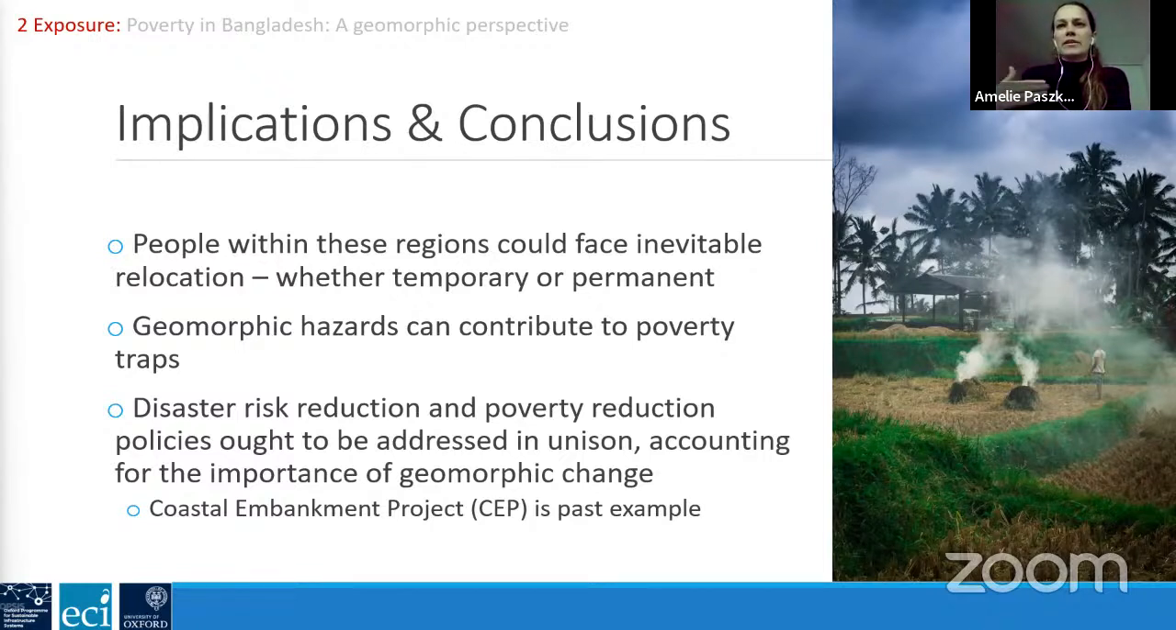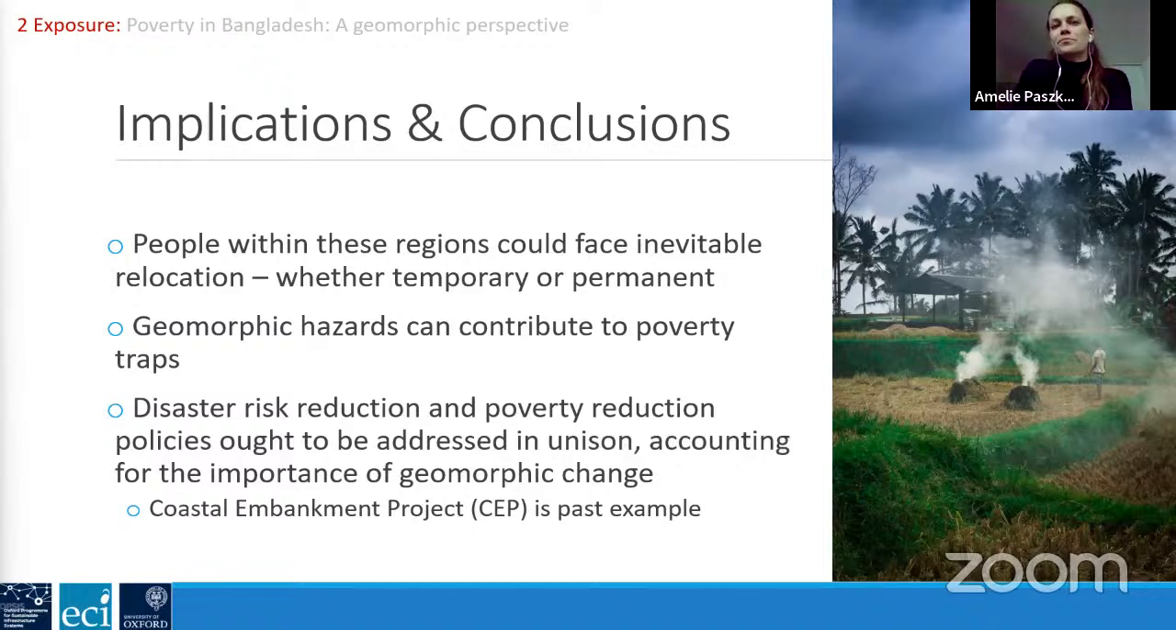And this happens on a repetitive cycle because, like I said earlier, these populations then tend to relocate to other charlands, so other river islands, or on the same river island that is equally as exposed to these types of hazards. So they relocate and then it happens again, and then they relocate and it happens again. And so it's really difficult for these communities to actually escape poverty because it's a continuous cycle where they keep getting pulled back. So this study shows that the current and future disaster risk reduction measures and poverty reduction policies really need to be aligned and need to be addressed in unison and take into account the importance of geomorphic change.